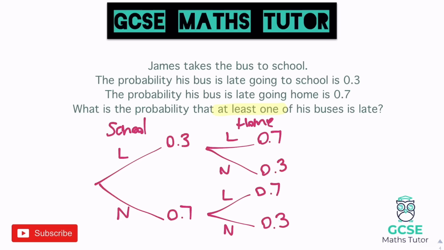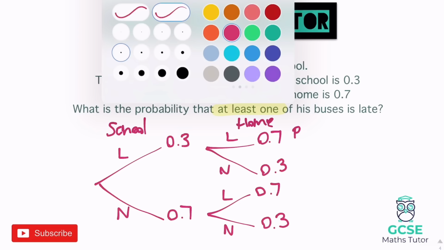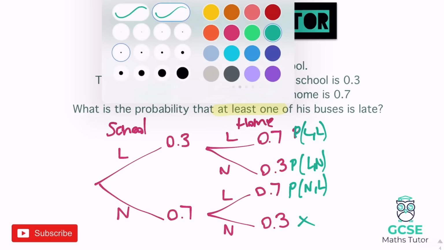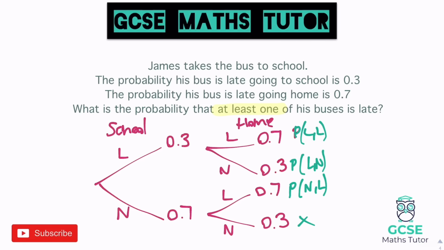So we could have the probability, let's do this in a different colour, we could have the probability that it is late and then late. We could have the probability that it is late and then not late, that's at least one, and the probability that it is not late and then late on the second one. But not late on both is no good to us, so we don't want that one. So what we need to do is work out these three probabilities this time.